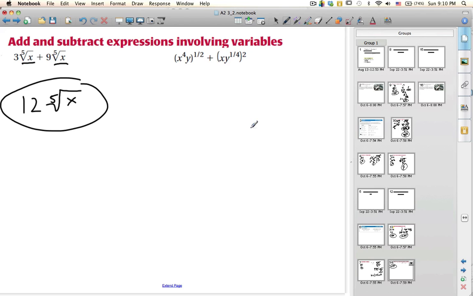So the first thing I want to do is I want to start simplifying. Well, I'm taking powers to powers, so if I multiply the exponents, x to the fourth times 1/2 becomes x squared. Y to the first times 1/2 becomes y to the 1/2. X to the first being taken to the second power becomes x squared. And y to the 1/4 times 2, that becomes y to the 1/2. So you'll notice this is the same as that. I have one of them plus another one of them, that's 2 of them.